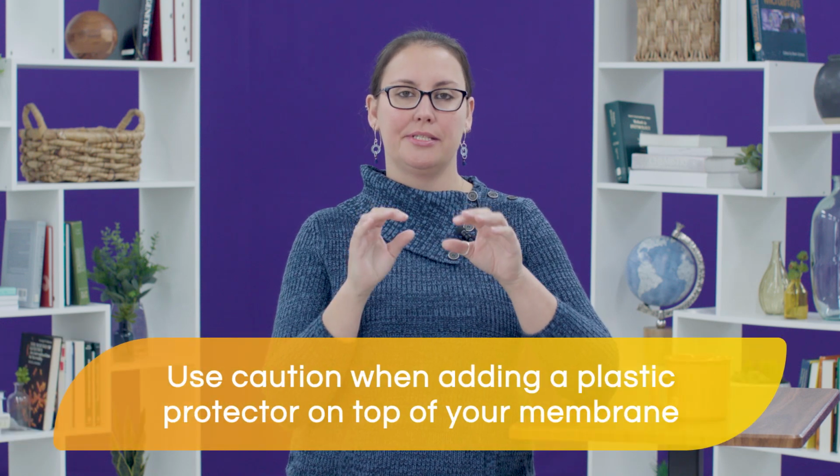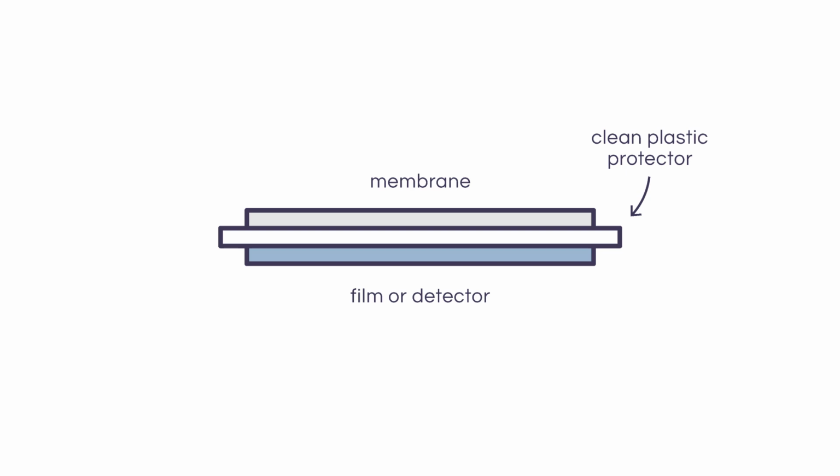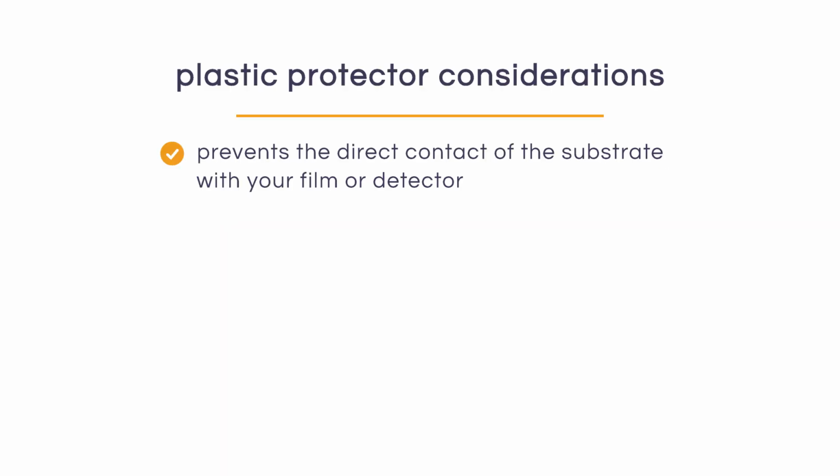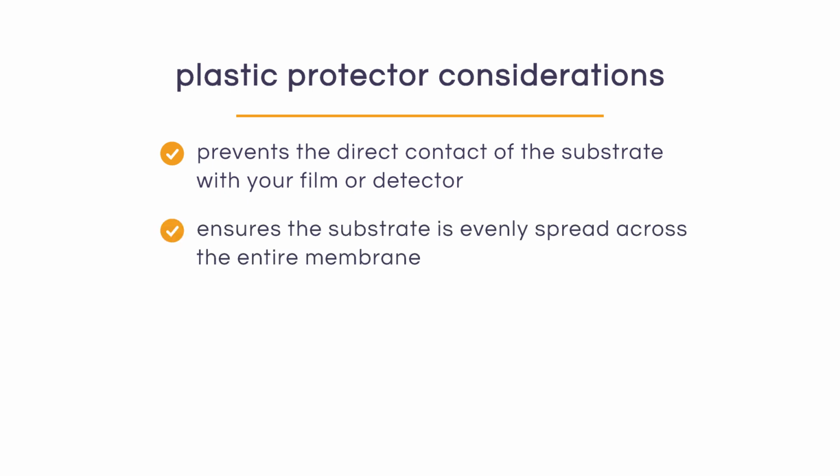If you are considering adding a plastic protector on top of your membrane after you have added your substrate, we recommend caution, as there are several factors to take into consideration. Depending on your detection system and for film, it may actually be recommended that you use that plastic protector, as it will prevent the direct contact of the substrate with your film or with your detector. It will also help ensure that the substrate is evenly spread across the entire membrane. However, it is important to be aware that adding that plastic protector is going to reduce the amount of substrate that is available for the enzymatic reaction, facilitating you running into substrate depletion much faster.